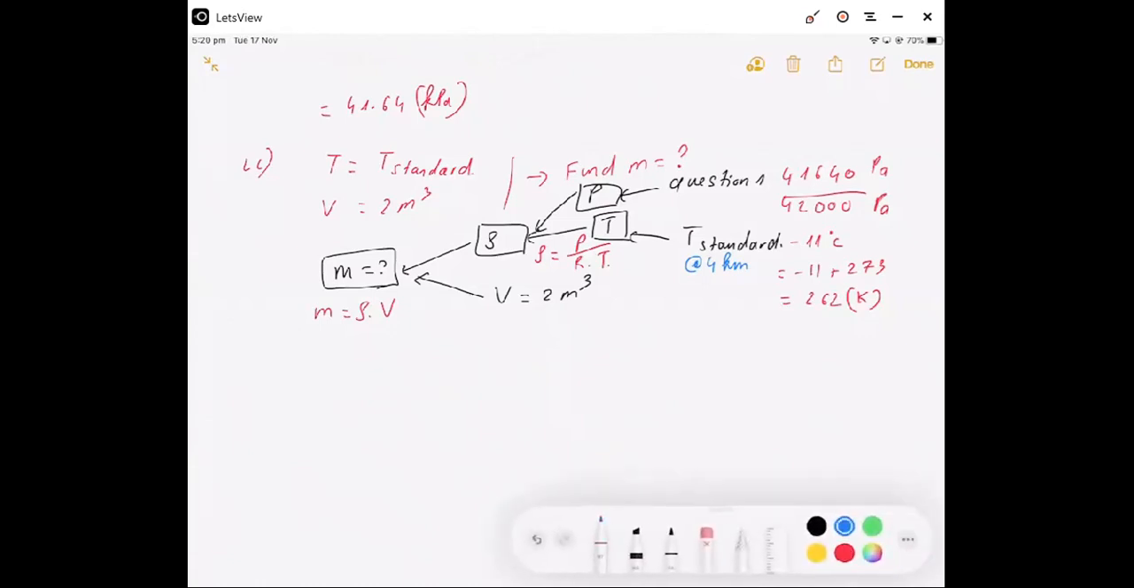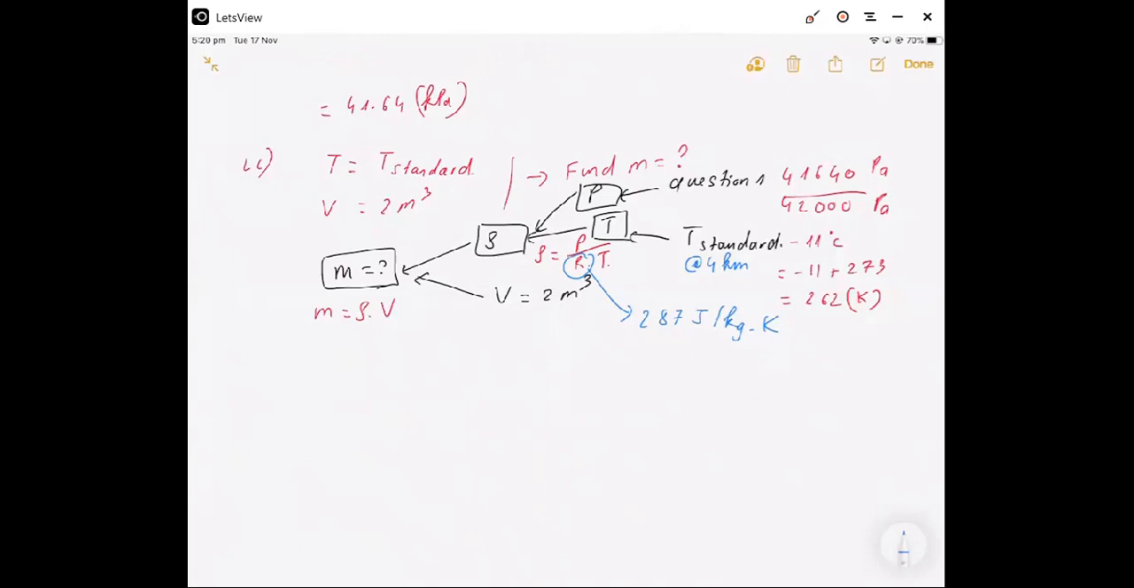And R here, gas constant, 287 joule per kilogram Kelvin. Gas constant from the table. Okay, 287 joule per kilogram Kelvin. So from pressure, R and temperature, you can find density. Okay. From density and volume, mass.